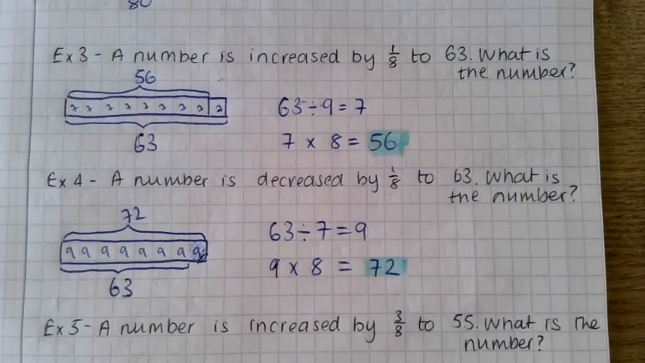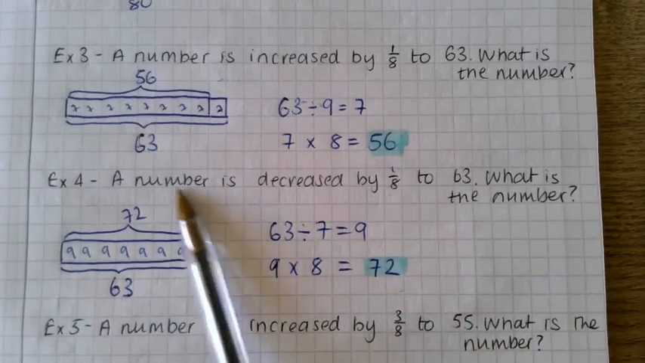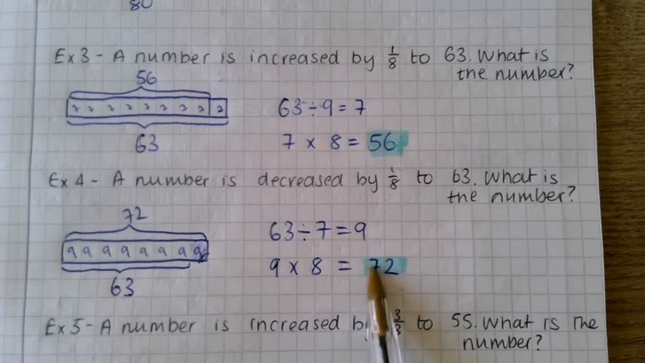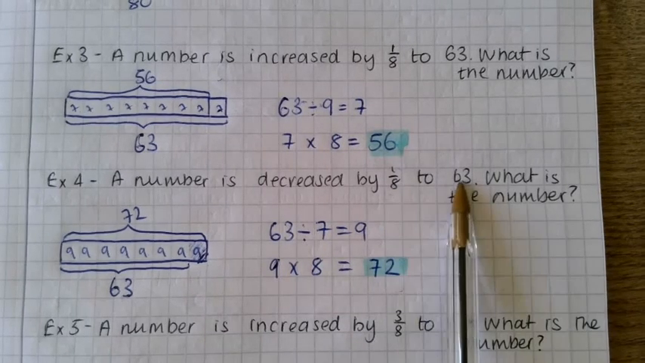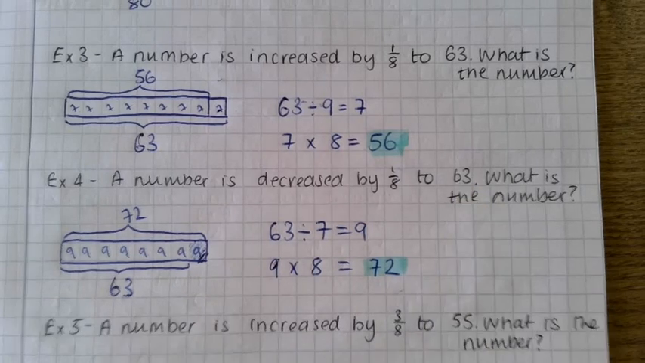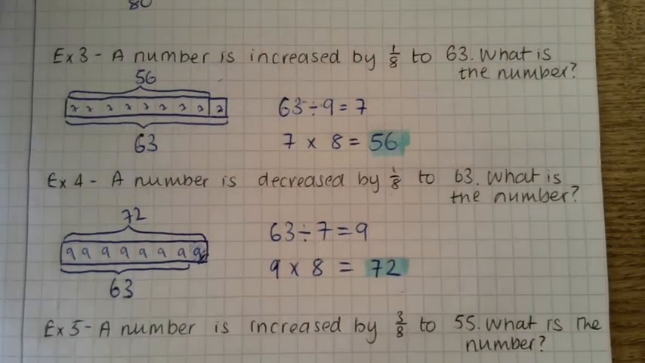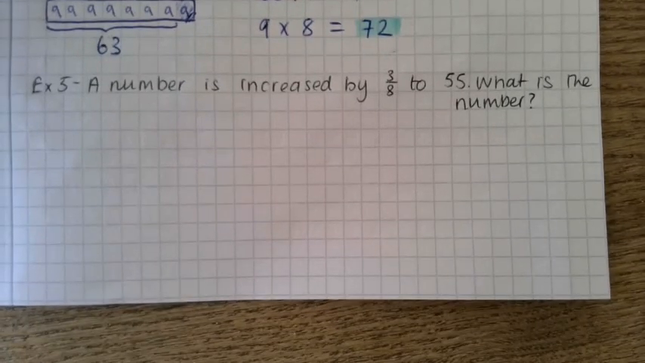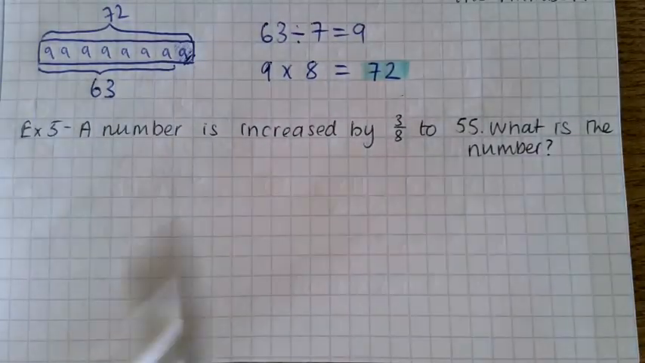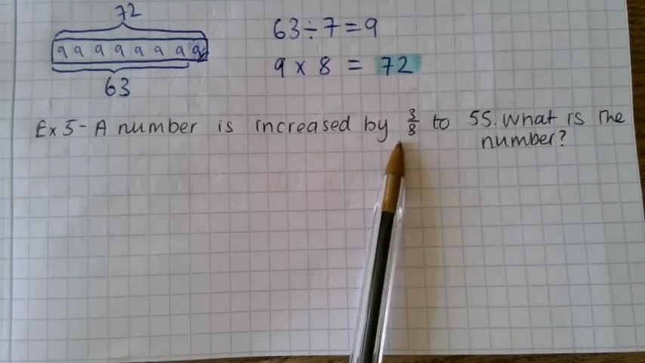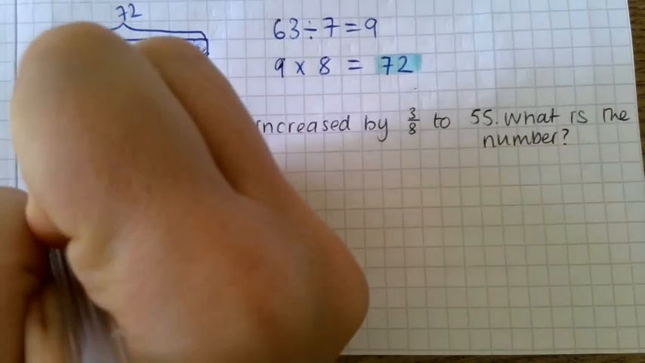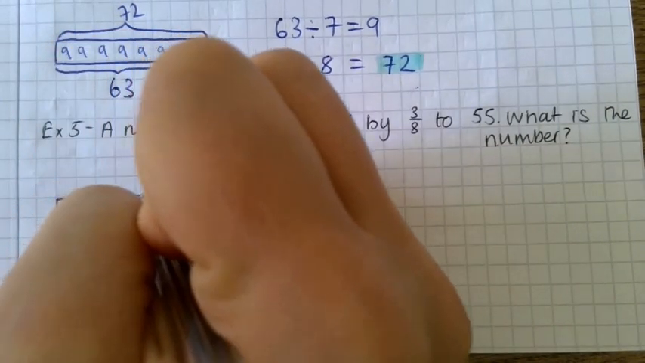And we can make sure this makes sense in our head. So we've got a number decreased by 1/8 to get 63. So 72 decreased by 1/8 to get 63. That makes sense. It's gone lower, hasn't it? Example 5. We have a number is increased by 3/8 to 55. What is the number? So we are dealing with eighths again.